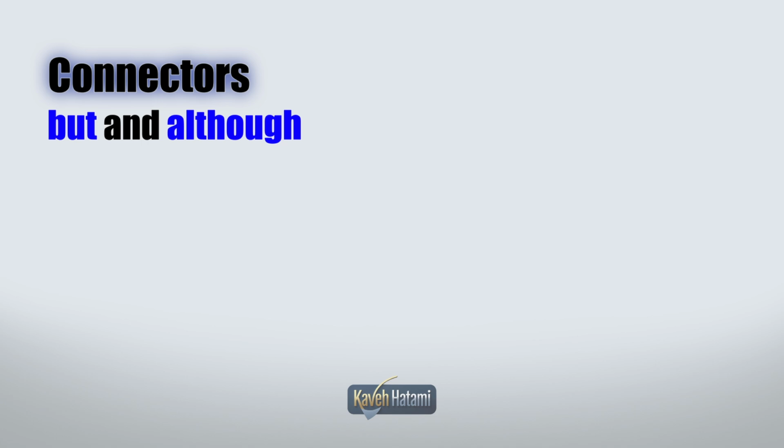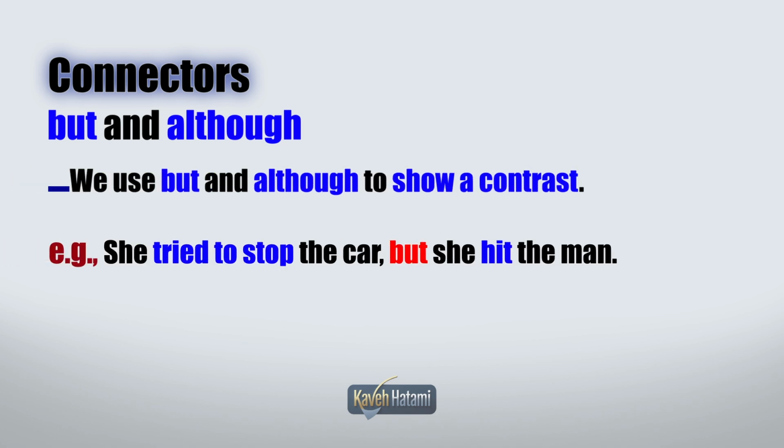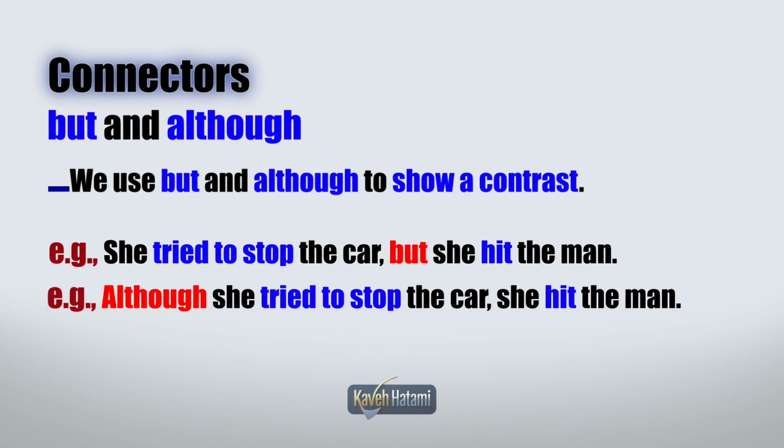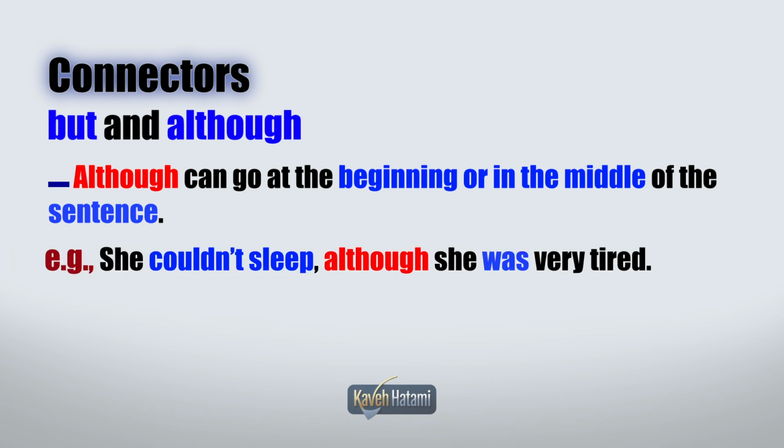But and although. We use but and although to show a contrast. For example, she tried to stop the car, but she hit the man. Although she tried to stop the car, she hit the man. Although can go at the beginning or in the middle of a sentence. For example, she couldn't sleep although she was very tired. Be careful. With although, we cannot use but. Instead, we only pause, or in writing, we put a comma.